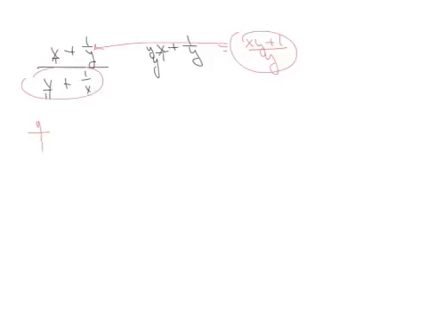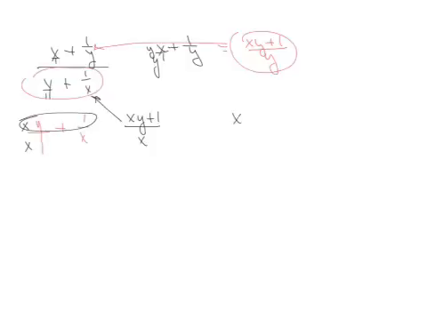I have y over 1 plus 1 over x. What am I missing here? I'm missing an x. So I'm going to put an x here and an x here. And over here, I'm missing a 1, but that doesn't matter. So now I'm going to put these together, and I'm going to get xy plus 1 over x. So that is a simplification of my denominator.